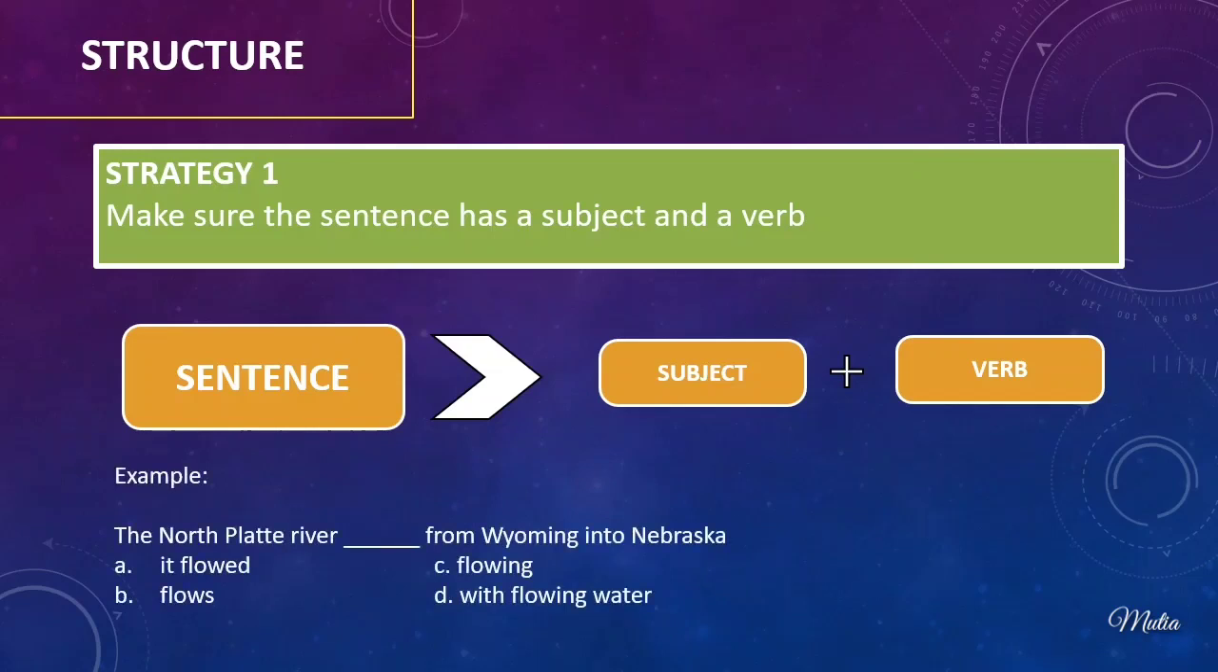For example, the North Platte River blah blah blah from Wyoming into Nebraska. In this sentence, the subject is the North Platte River, and there is no verb. So, we have to find the suitable verb to complete this sentence. The correct answer is B, because the sentence is in the present and the subject is singular. The complete sentence is the North Platte River flows from Wyoming into Nebraska.